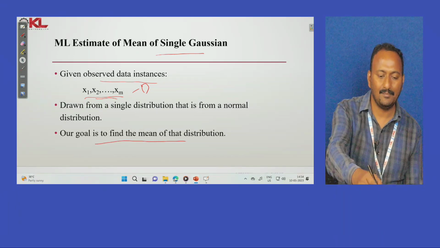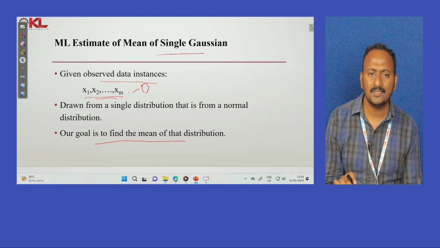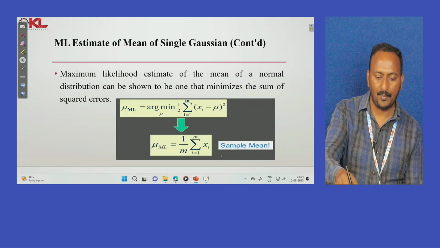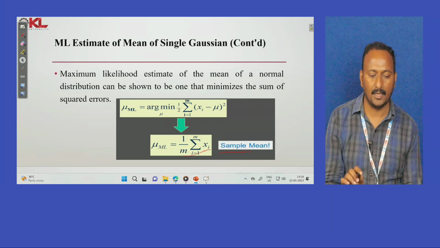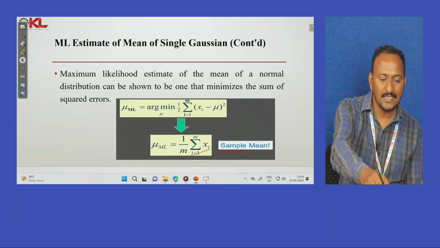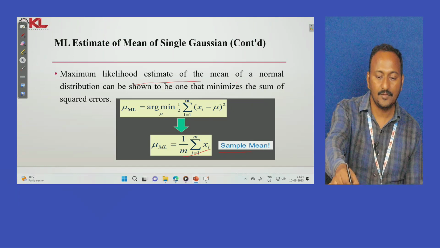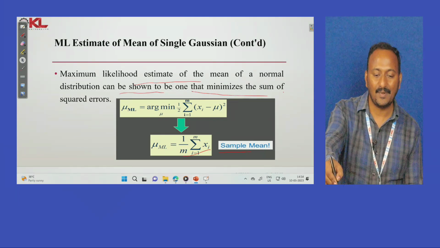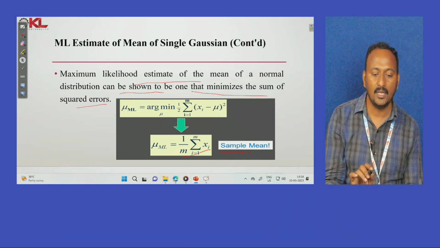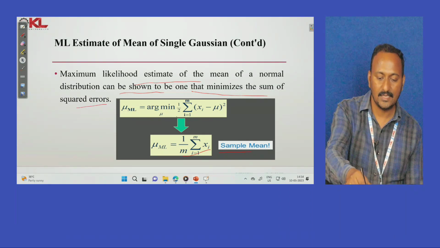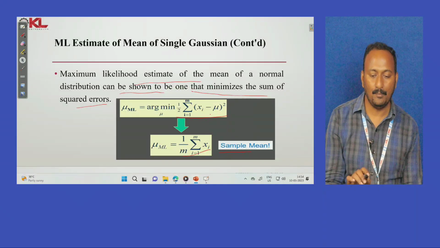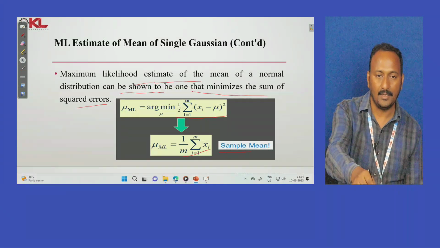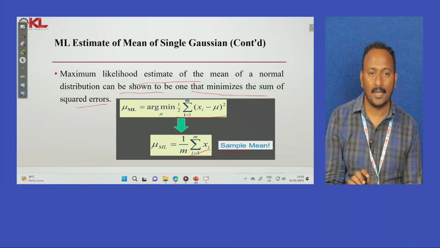How do we find the mean here? If we have a single distribution, it's very easy to find the mean: it is just our sample mean. This is the formula for the sample mean. The maximum likelihood estimate of the mean of a normal distribution can be shown to be the one that minimizes the sum of squared errors. So to minimize this, we need to estimate our maximum likelihood values.